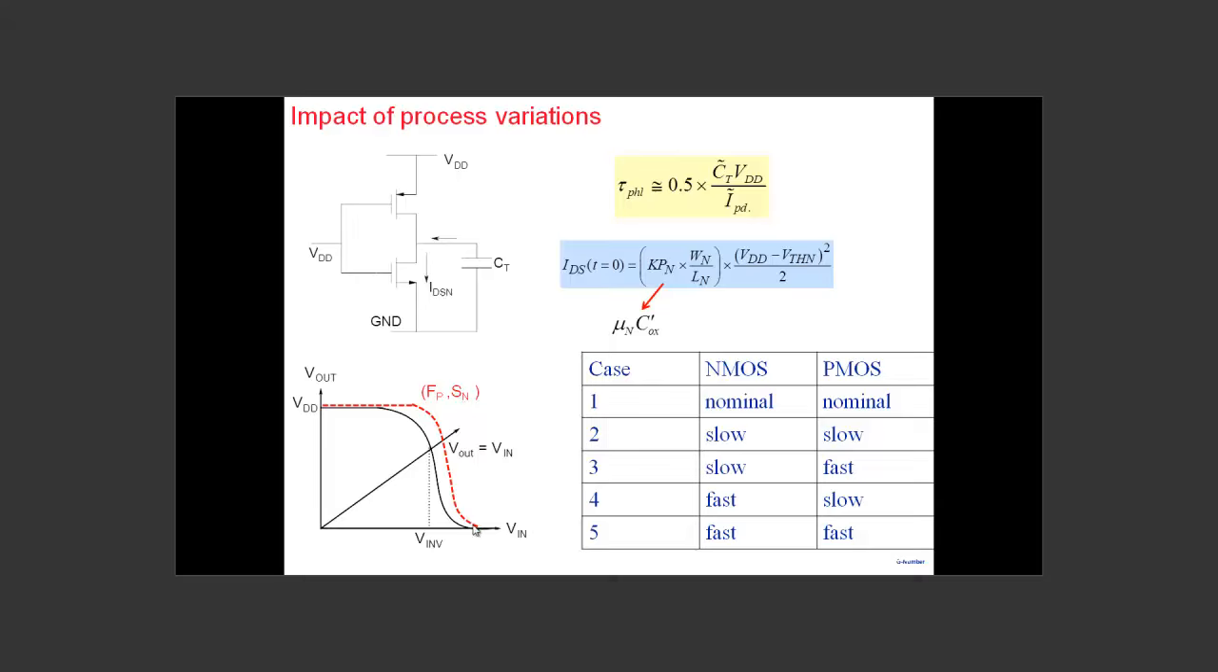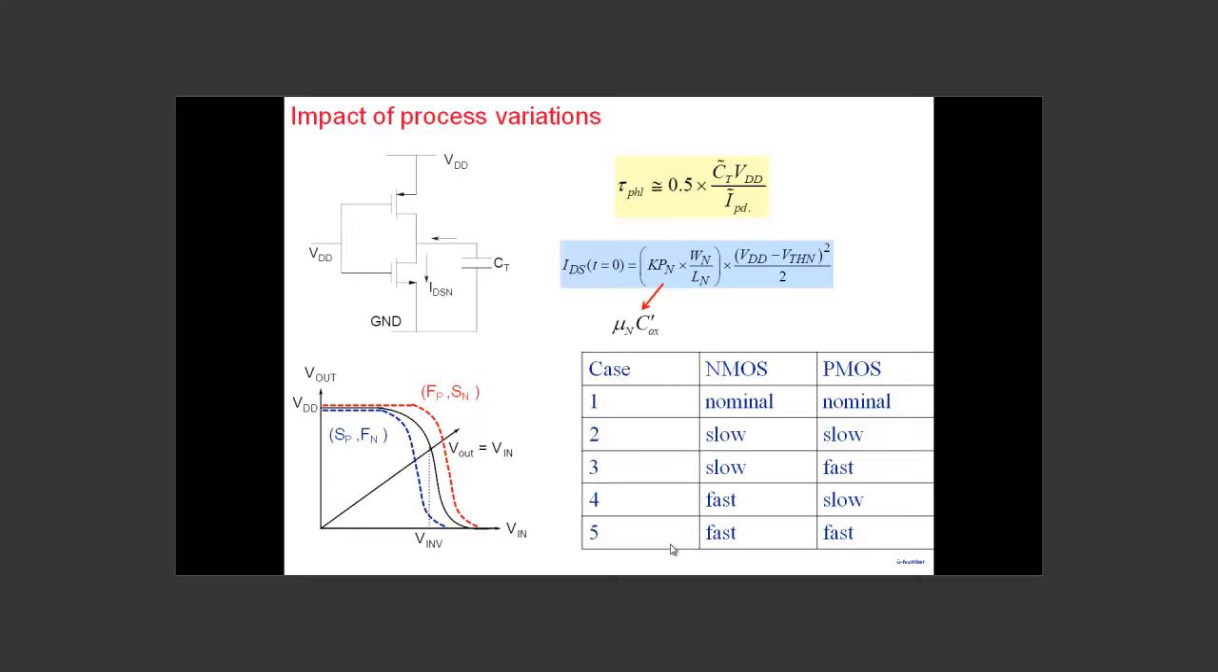And what about the opposite one? Slow P and fast N. Right? So now you have all these VTCs which are changing. This may be a typical VTC here. This may be another VTC with a fast and a slow, and with a slow and a fast. So when somebody is designing circuits, these are called process corners. My process can go slow, fast, slow, fast, slow. It's like the corners of the process.